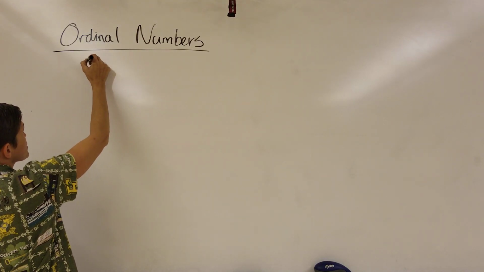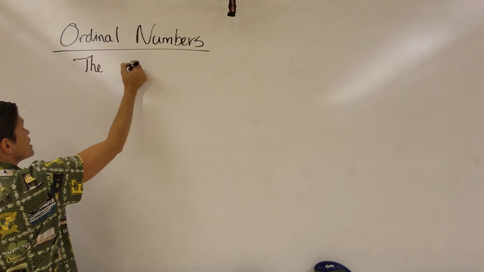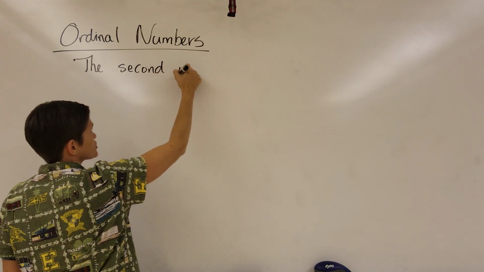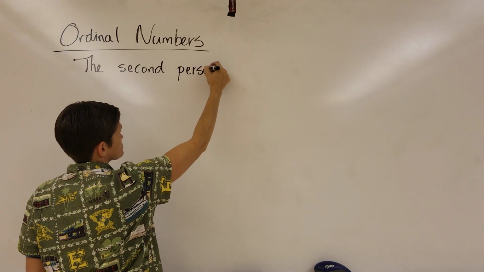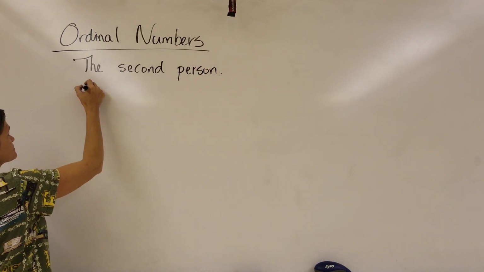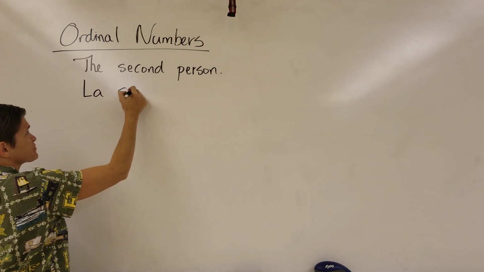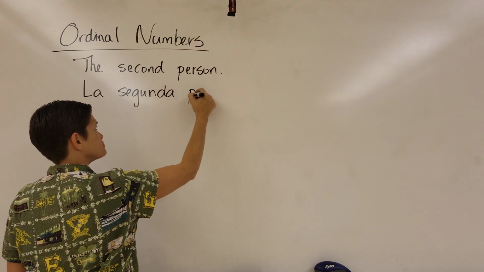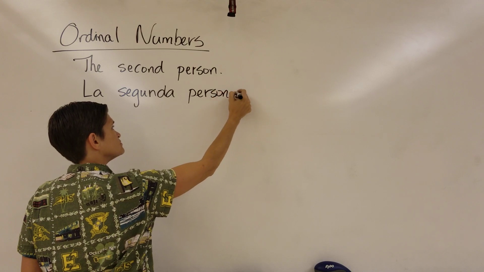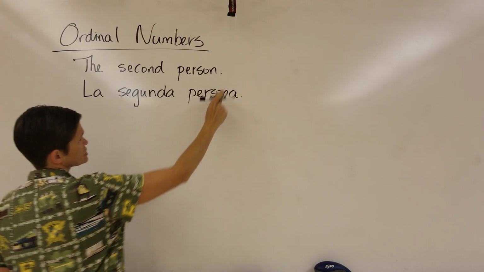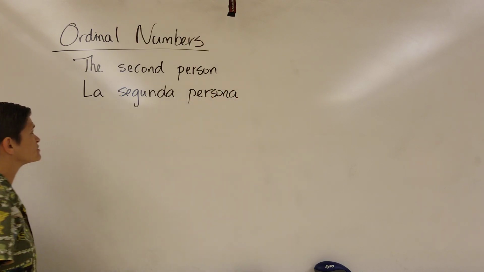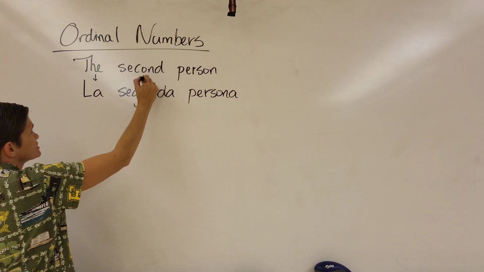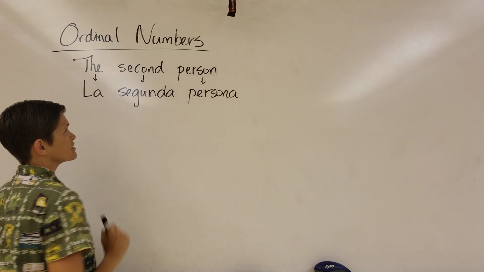So if I want to say the second person, I would say la segunda persona, neither of which is a sentence. So it's the same exact order in English. This is the second person.